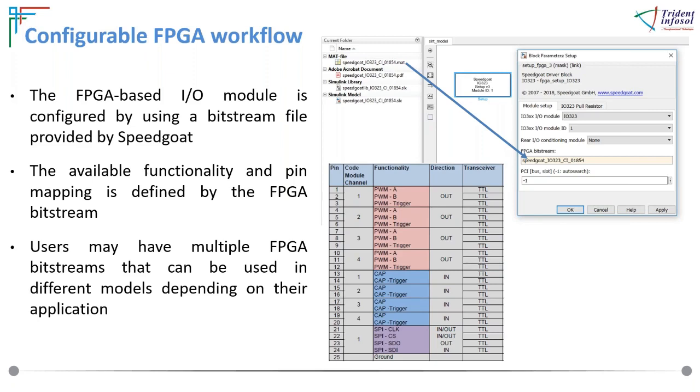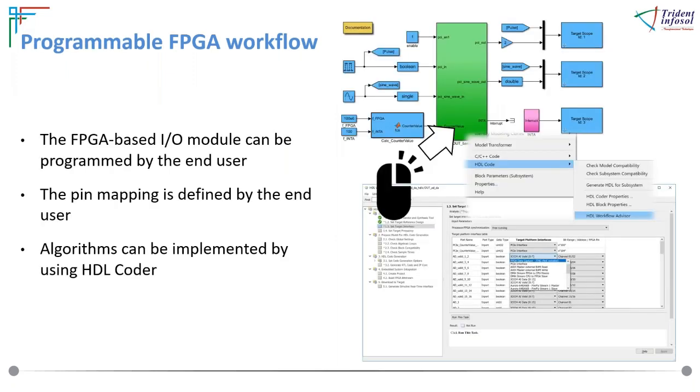You can directly add this bit stream into your model and then start using the FPGA just like any other IO card. You don't have to really worry about the coding part of the FPGA. So this is the configurable FPGA workflow. And if you want to change your functionality, then at any point of time we can give you a different bit stream for your FPGA based on the requirement of your application.